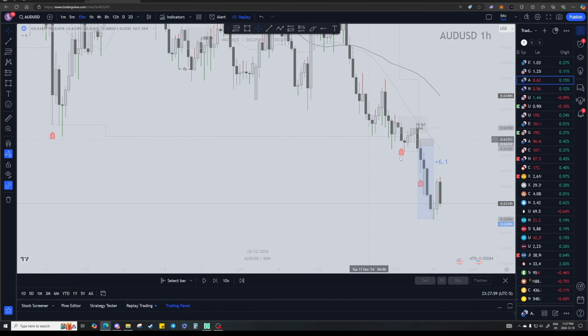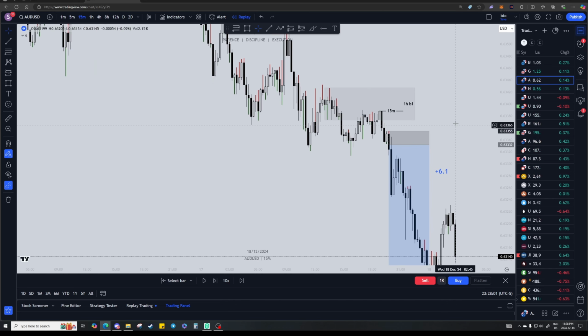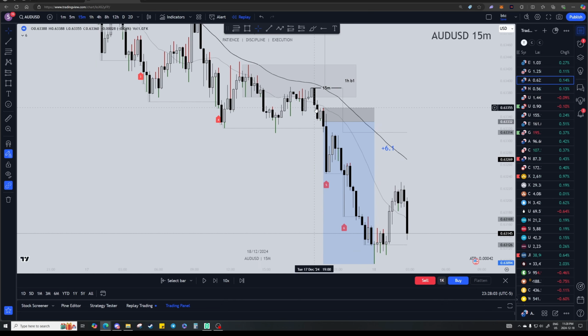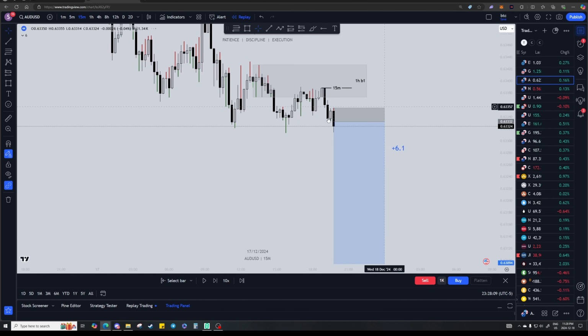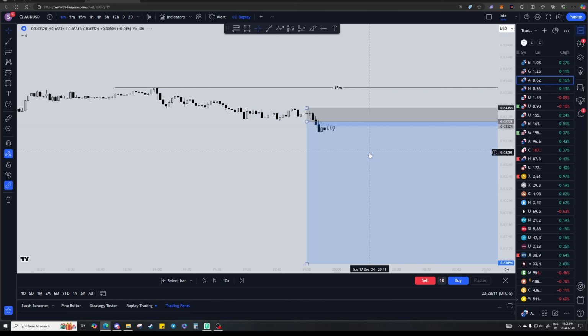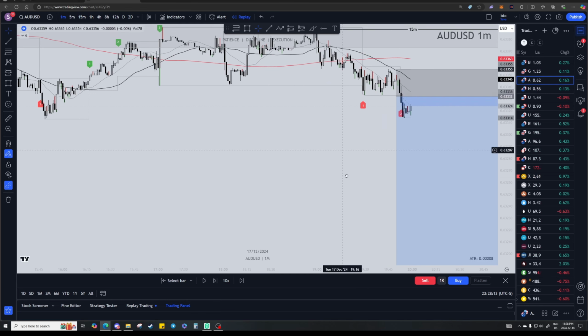Tapped into a 1-hour zone. We got that 15-minute validation. We had a bearish engulfing candle, which is the type 2 validation that we needed on the 15-minute. So from this point forward on this candle, I was looking at the 1-minute for an entry.